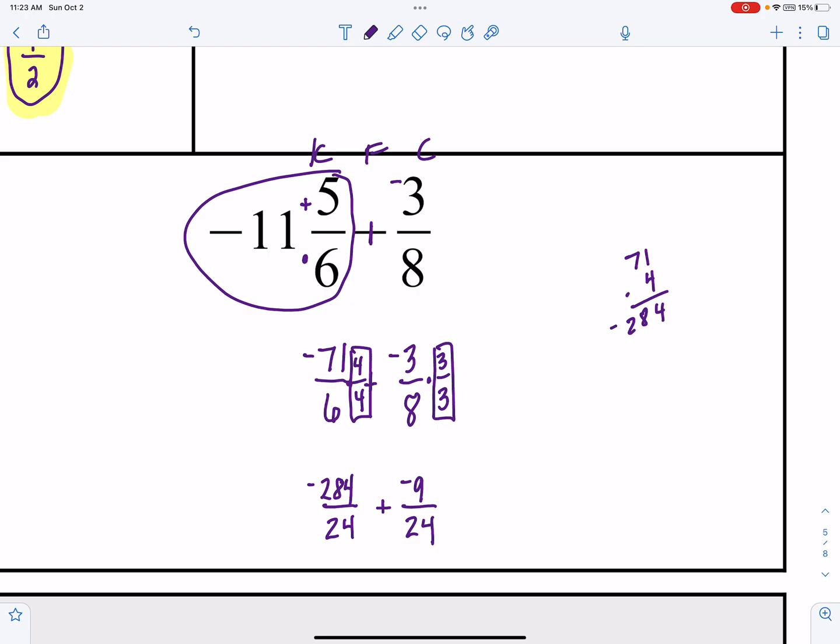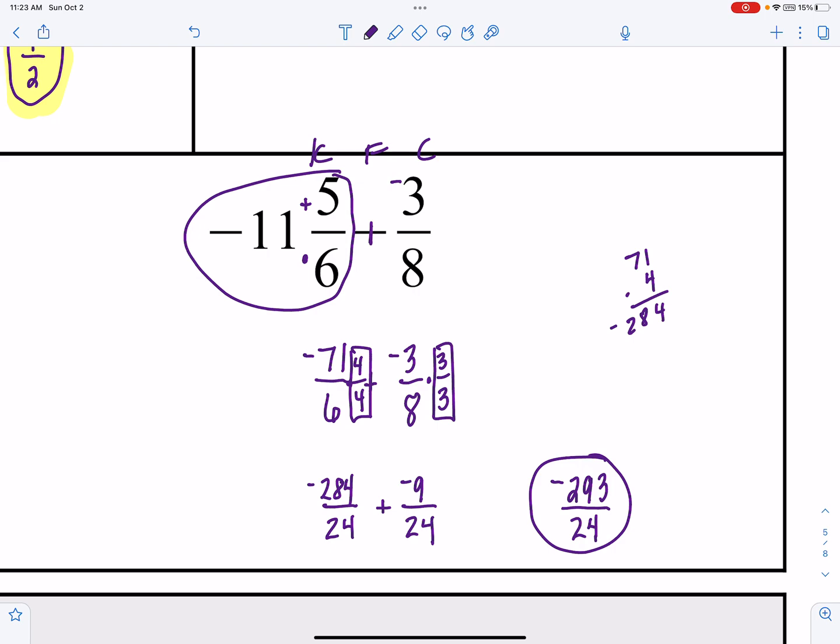So here's our new problem. We think about our song: same signs, add and keep. So I'm going to add those up, the 284 plus 9. So I'm thinking 284, 294, one less is 293. Same signs, add and keep. So 293, keep the negative, over 24. And what's great in this class for you is you can just leave it at that. You don't have to change it back into a mixed number. You can keep it improper, okay?